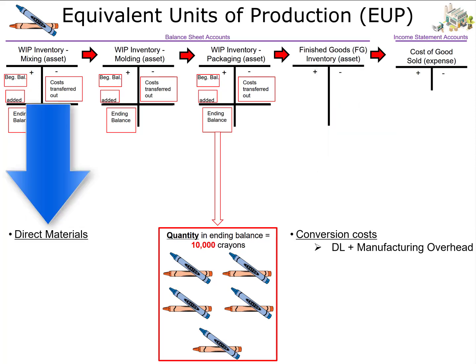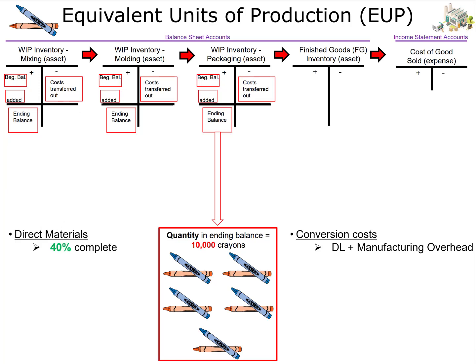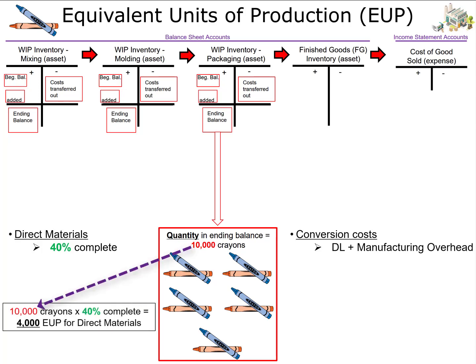We'll start with direct materials. We'll use the same information as before, just so we get some extra practice. The 10,000 partially completed units had 40% of the direct materials cost completed. This was the wrapper on the crayons. So to get the equivalent units of production for direct materials, we multiply 10,000 partially completed crayons by 40% to get 4,000 equivalent units of production, EUP, for direct materials for the packaging department. In other words, these 10,000 crayons partially completed is equivalent of 4,000 fully completed in terms of direct materials.